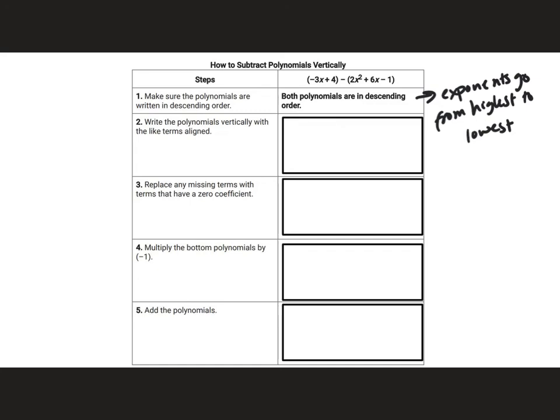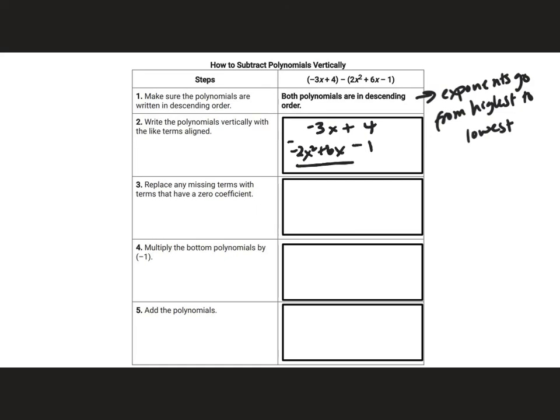My second step is to just write the polynomials vertically with the like terms aligned, just like how we did for our addition problem. So I'm going to write the first expression on the top, so I have negative 3x plus 4. And then I'm going to write my bottom expression, so minus, and then negative 2x squared is going to go out in front of the minus 3x. And then I have plus 6x, and then minus 1.